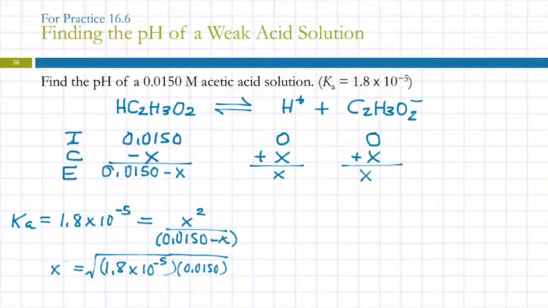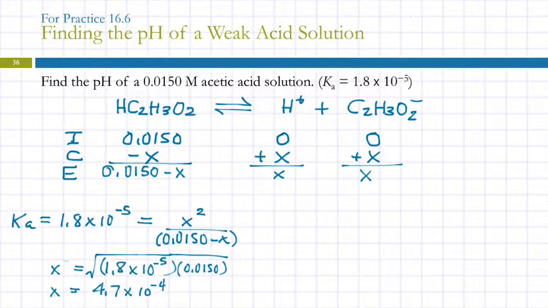And X equals 4.7 times 10 to the minus 4. We need to check that and make sure that our approximation is okay. So we're going to take our X and divide it by 0.015. Multiply by 100. I get 3%, 3.2%.